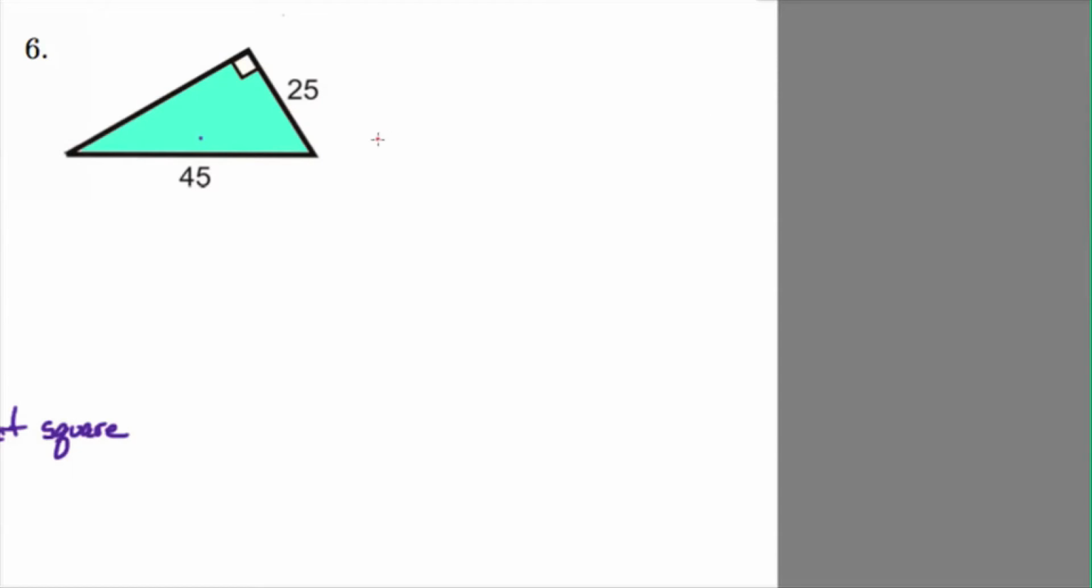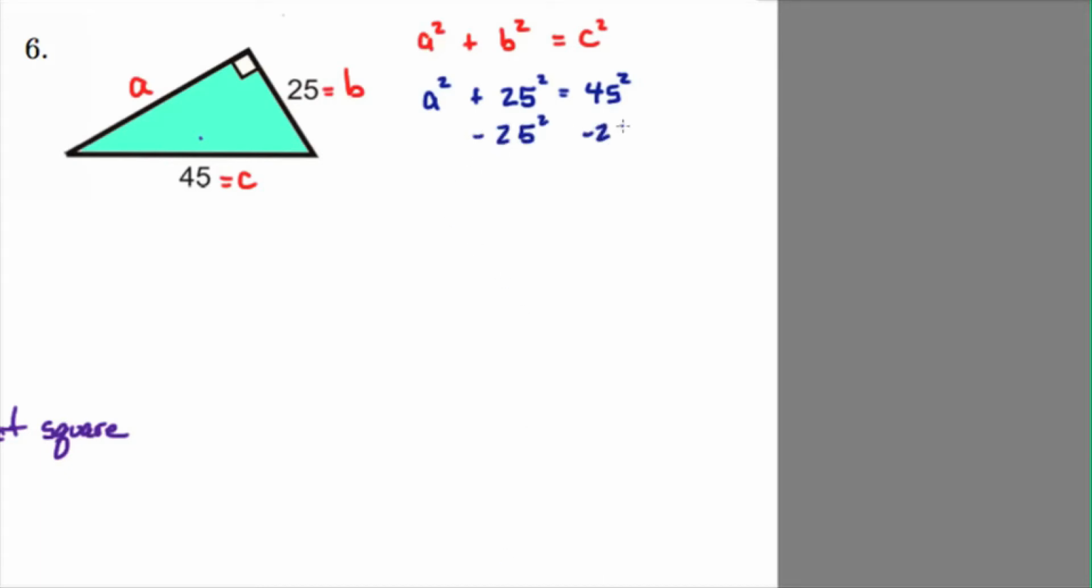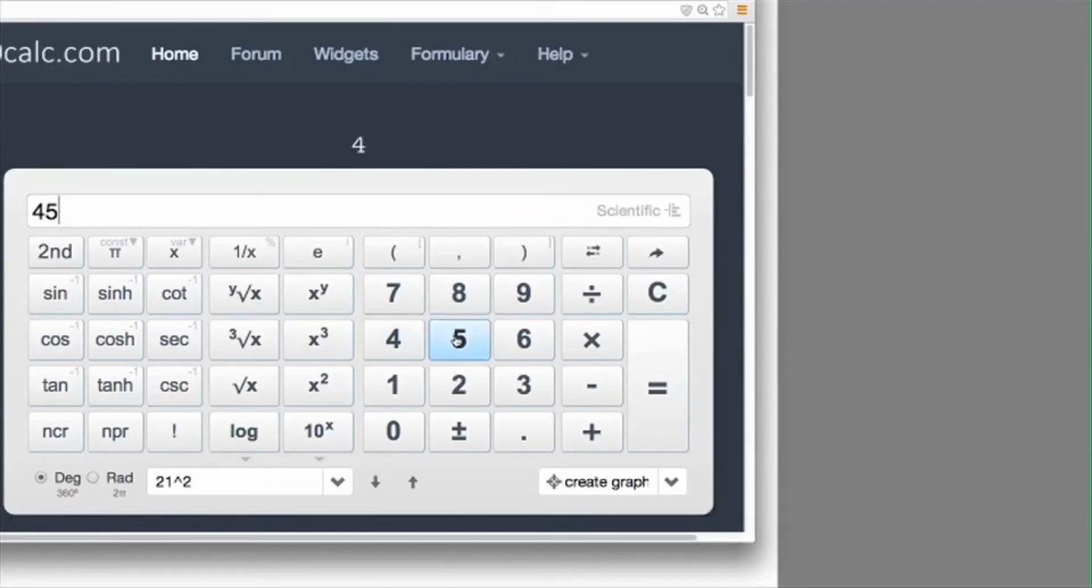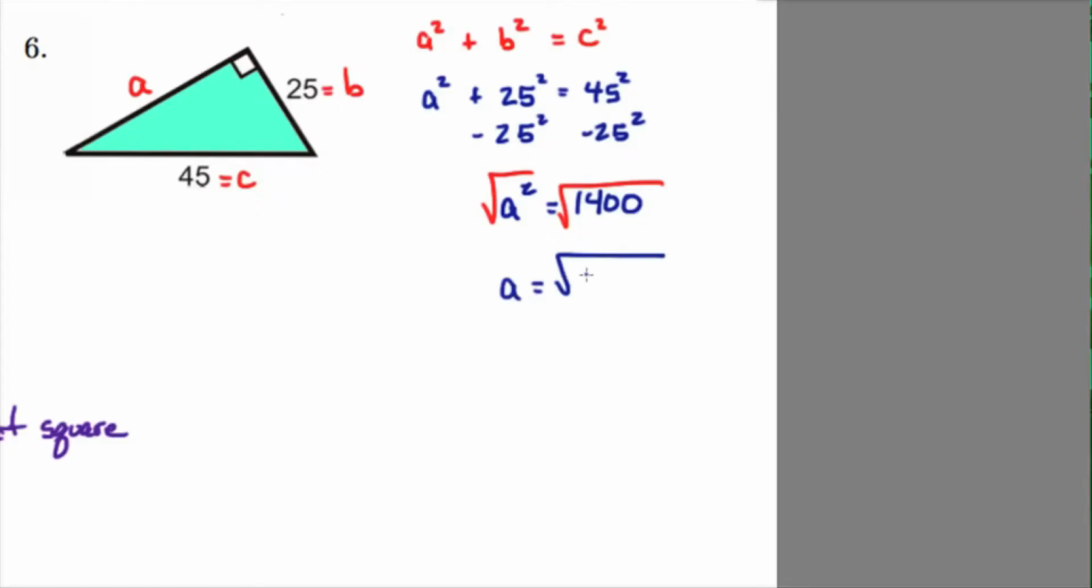In this case, again, I need to find the missing side, which in this case is a leg. So I know one leg and the hypotenuse. I'm going to use the Pythagorean theorem again. We're going to see that when we solve for a here, we're going to get the square root of a number that will end up simplifying a little bit more. So let's say 45 squared minus 25 squared is 1,400. So a equals the square root of 1,400.